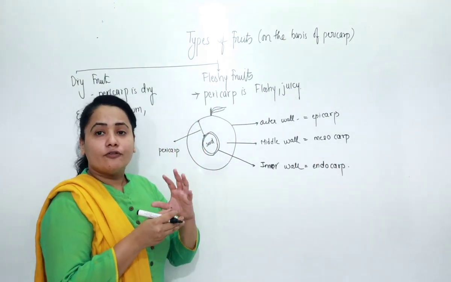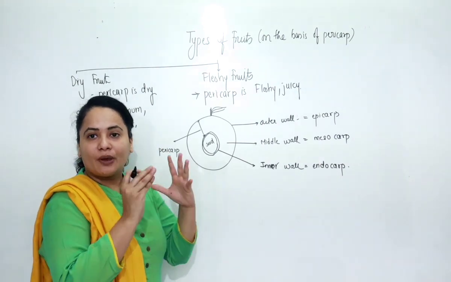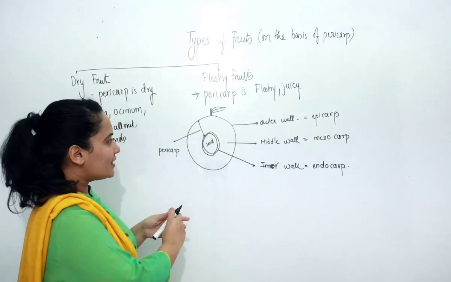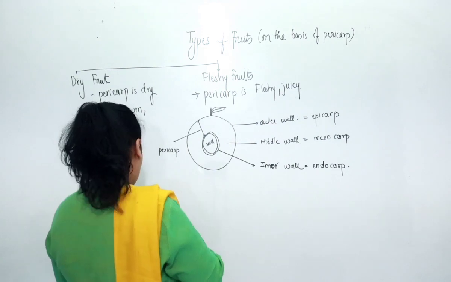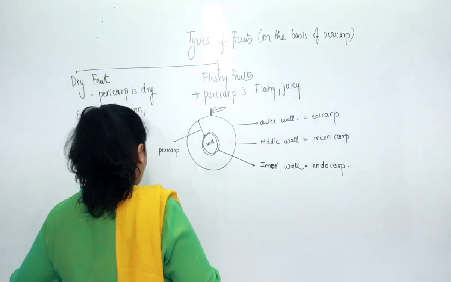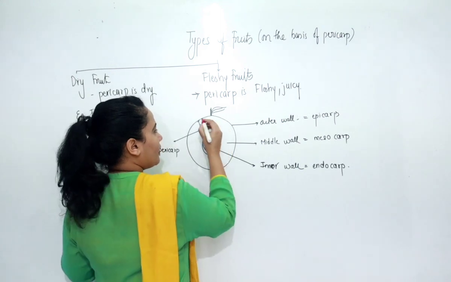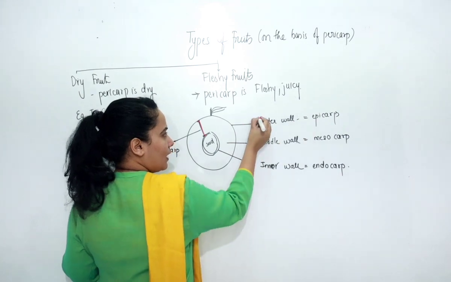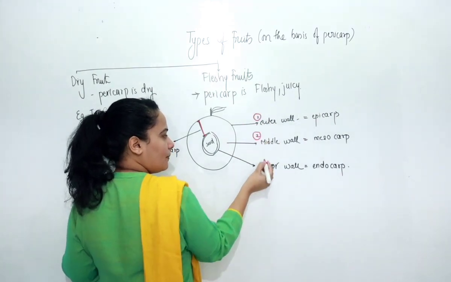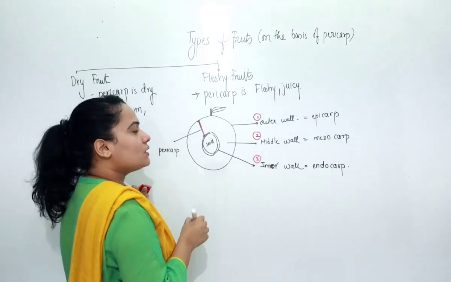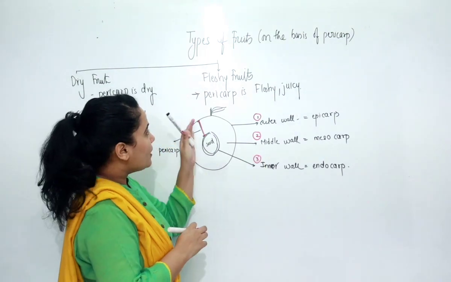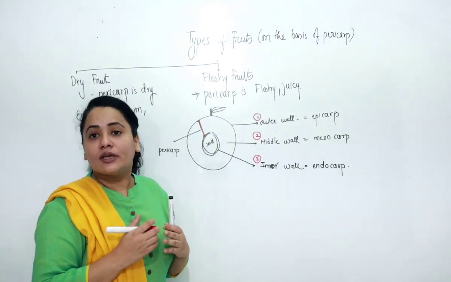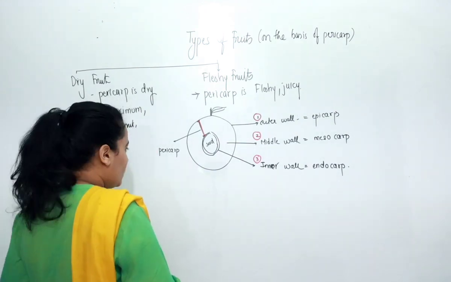Whenever the fruit is fleshy, its pericarp becomes large and it is divided into 3 further regions. As I said, this whole area is pericarp. If I mark it here with different colors, this whole area, the outer wall is called epicarp, first; second, middle, mesocarp; and the third is the innermost towards the seed, known as the endocarp. Now on the basis of these 3 layers, these fleshy fruits are classified into 3 types.